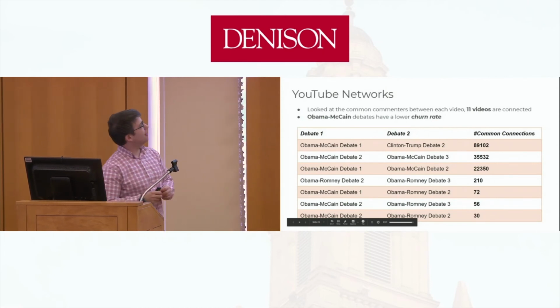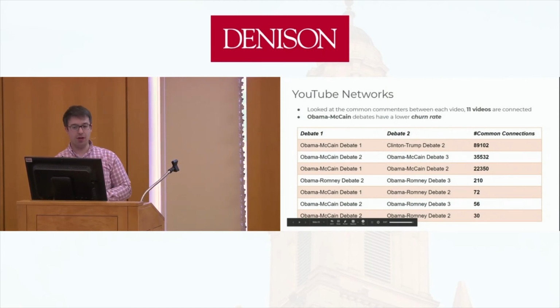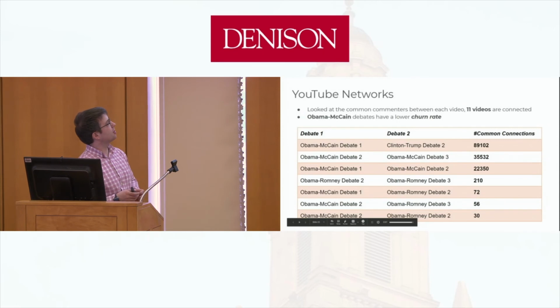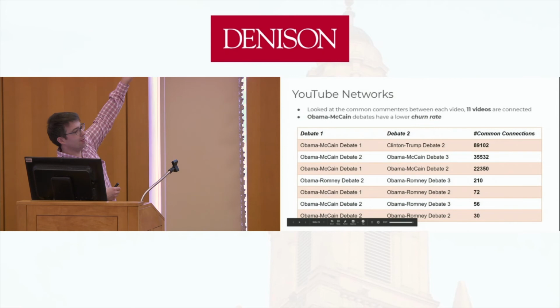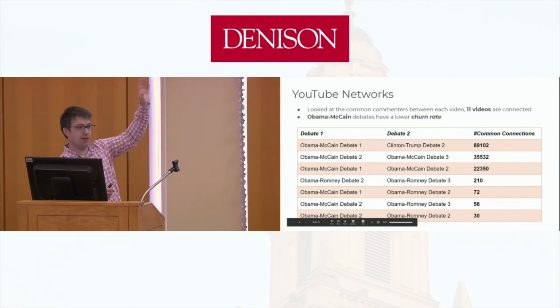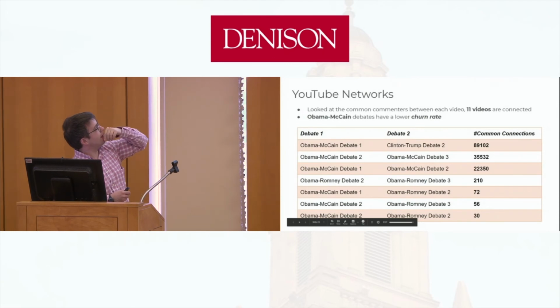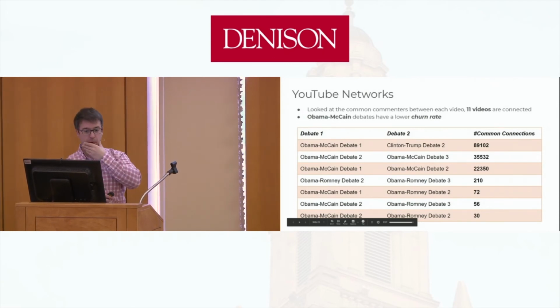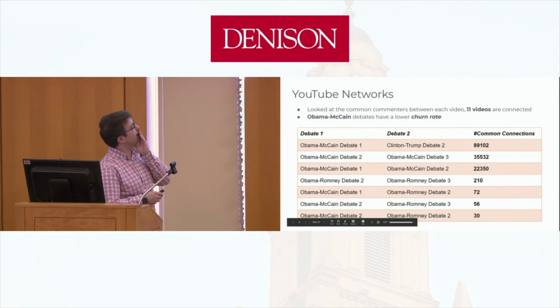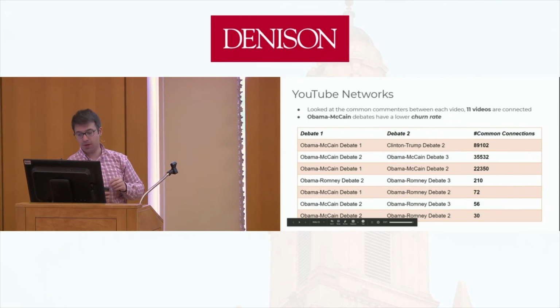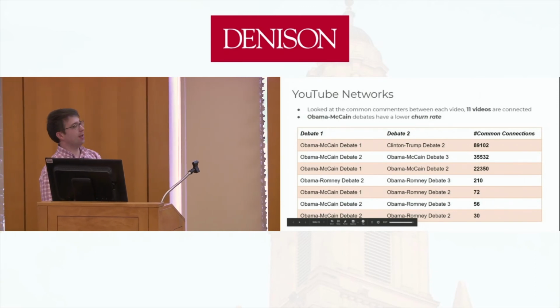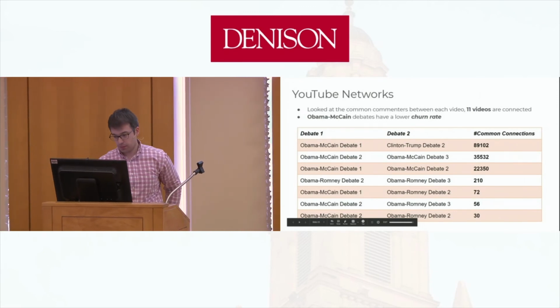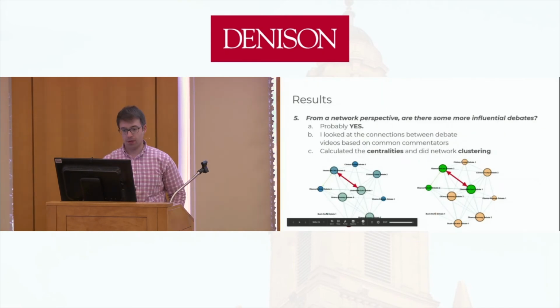If we transform the same data into numbers and look at the common connections between debates, this means how many people watched the debate on the left-hand side and the debate on the right-hand side. It turns out that 89,000 people watched both Obama-McCain debate 1 and Clinton-Trump debate 2. And 35,000 people watched both Obama-McCain debate 2 and Obama-McCain debate 3.